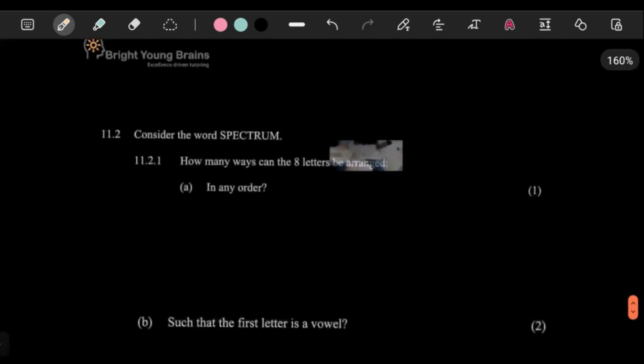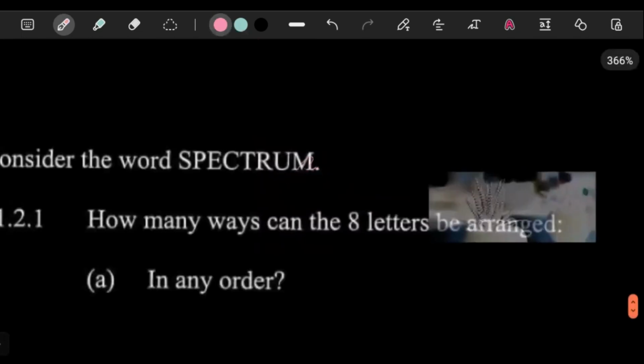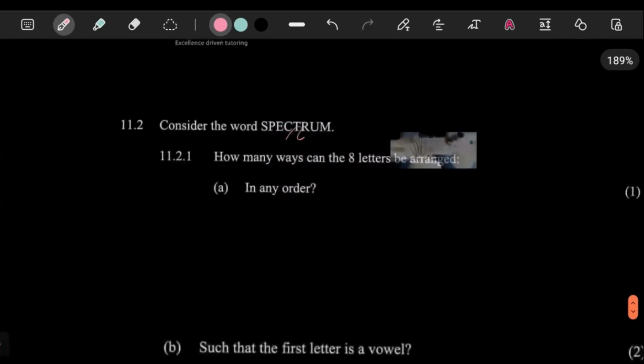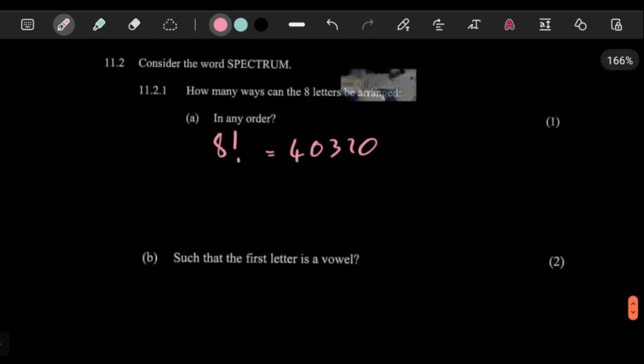So 11.2 says, consider the word spectrum. How many ways can 8 letters be arranged in any order? So if it's 8 letters, I mean like spectrum, none of the letters repeat, fortunately. So you can just say 8 factorial ways, of which in our calculator, that's giving us 40,320.